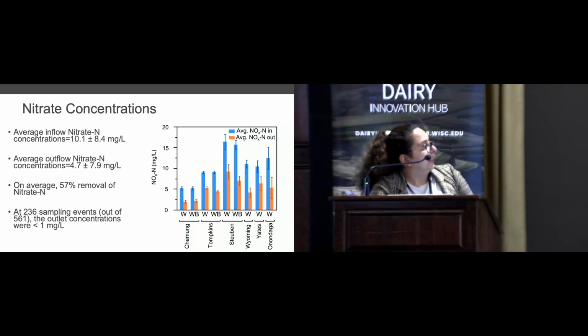You can see the inflow nitrate concentration overall is about 10 milligrams per liter plus or minus 8 milligrams per liter of nitrate. At the effluent, however, it is about 5 plus or minus 8. So it's about 57% removal. And again, I want to mention that in about 260 sampling events, the outflow nitrate concentration was less than 1, which is a kind of limiting nitrate concentration.